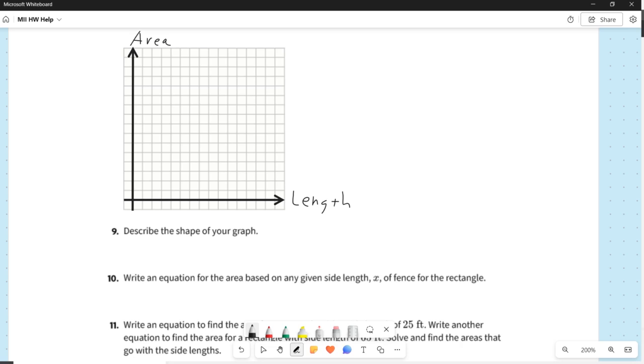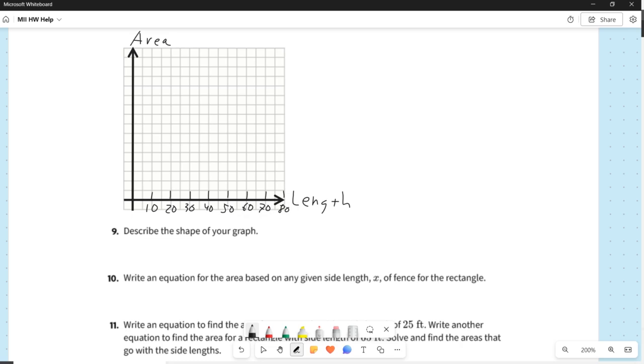So if we treat every 2 boxes as 10, or every box as 5, I think that will fit. 10, 20, 30, 40, 50, 60, 70. Yeah, it just barely fits. So we can go ahead and label each one of these: 10, 20, 30, 40, 50, 60, 70, and 80.